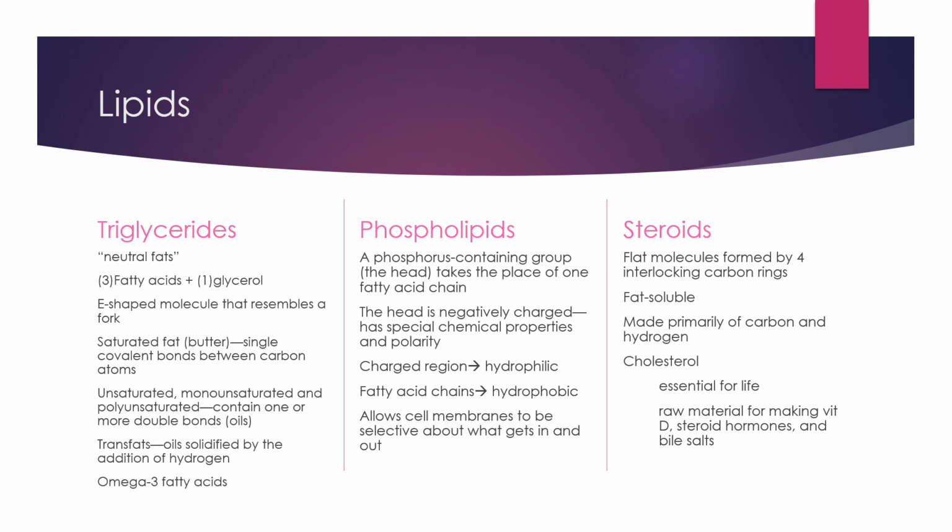And then steroids. These are flat molecules formed by 4 interlocking carbon rings. They're fat soluble, made primarily of carbon and hydrogen. And how it exists in the human body is cholesterol. So cholesterol is generally a bad word. You hear it a lot when it's talked about in heart health. However, it is essential for life. It's also the raw material for making things like vitamin D, your steroid hormones, and bile salts.